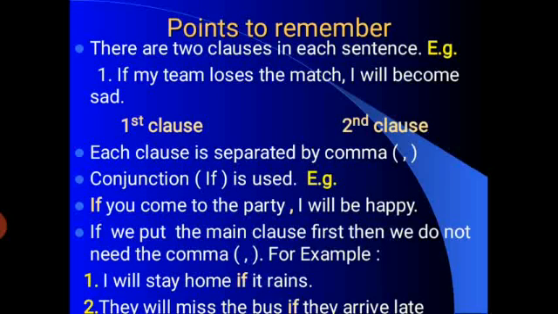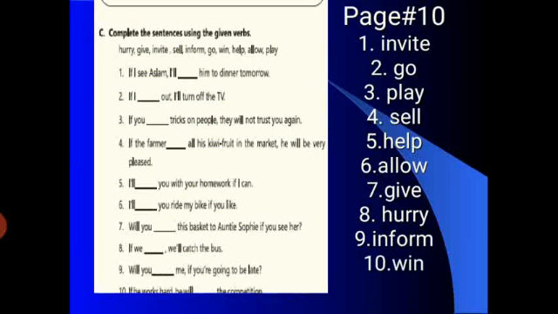They will miss the bus if they arrive late. So in this example you can also see the main clause is put at the very beginning, they will miss the bus, and the second clause, if they arrive late, this is the conditional sentence. If they arrive late, this is the first clause and we have used it at the end. If we are going to use it like this, then there isn't any need of putting comma since conjunction if is used. I hope you have understood.